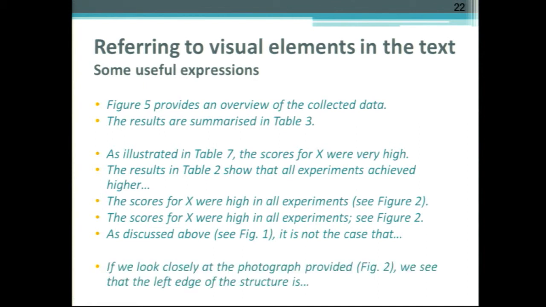In the last example here down at the bottom, "If we look closely at the photograph provided, figure 2, we see that the left edge..." In this example, we're including the reader in our writing. So by using "we" here, we looking closely at the photograph and we see and so forth, that's reader inclusive.